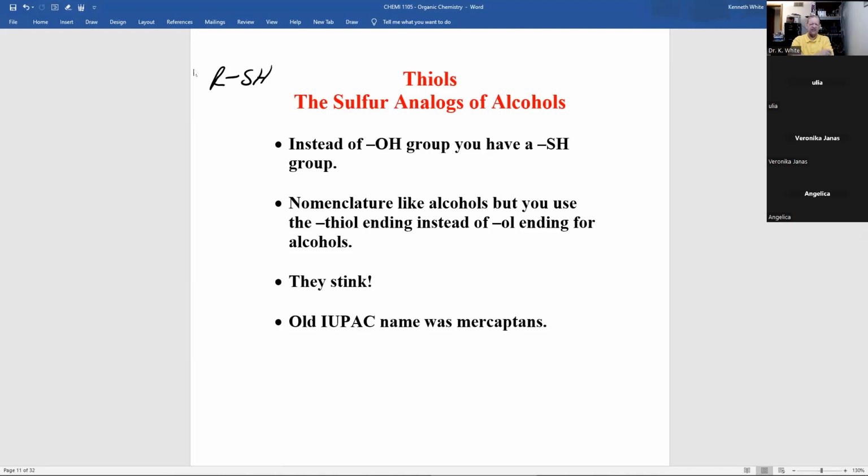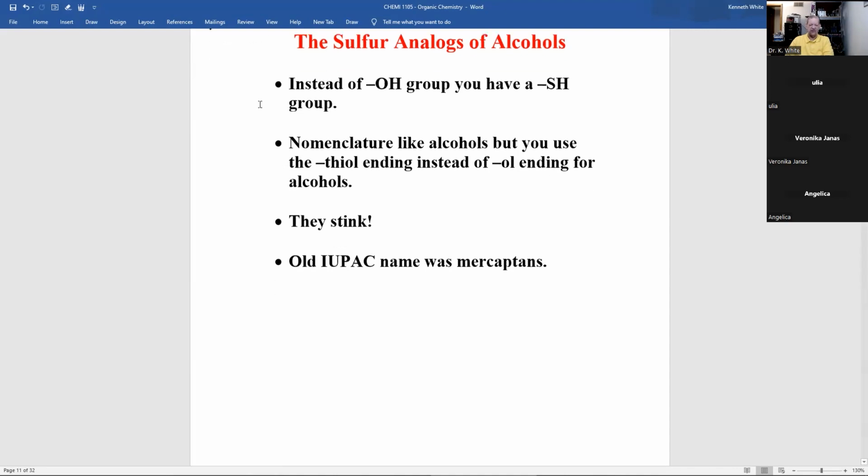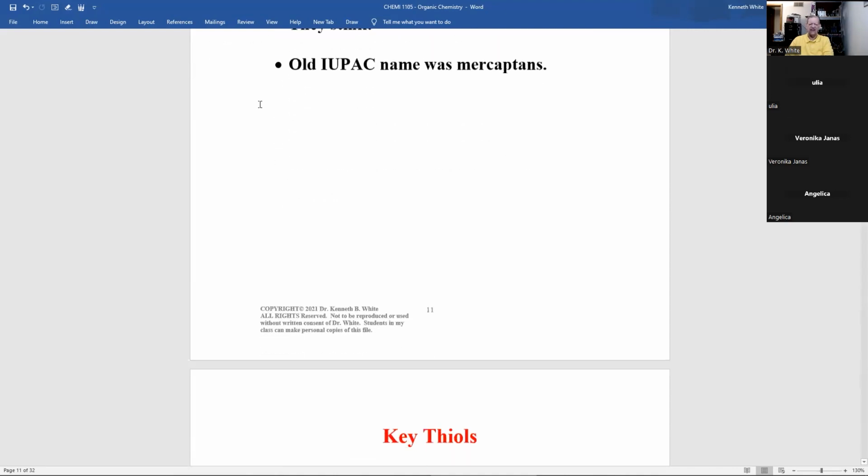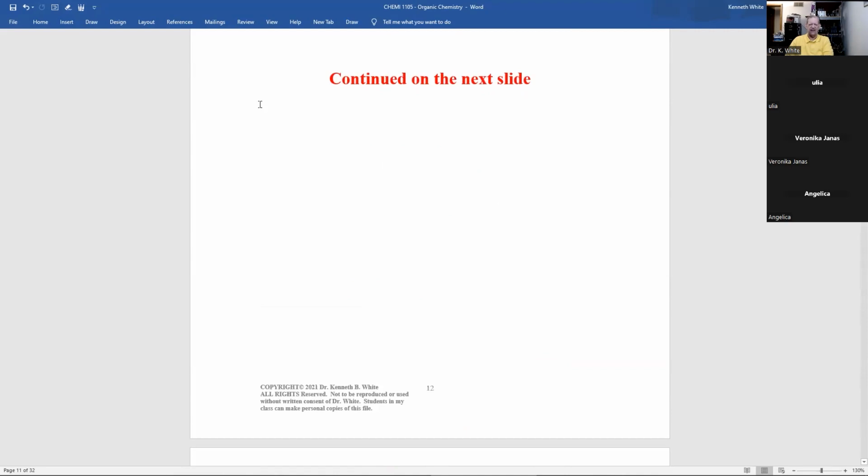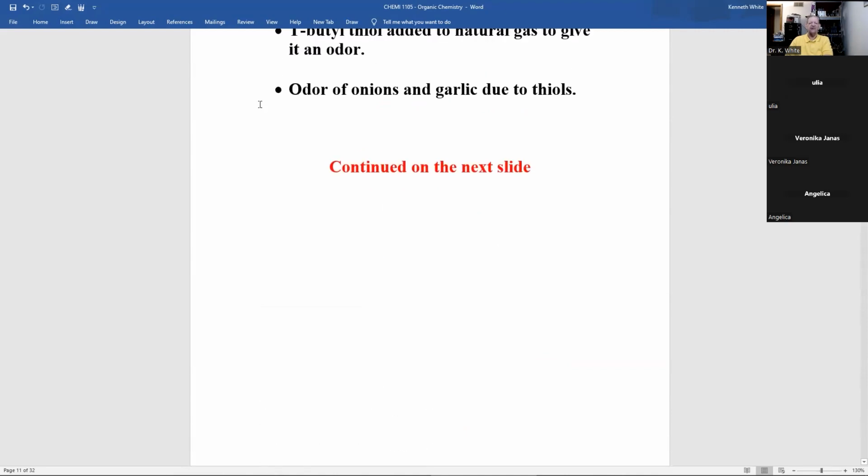Now, the old name until about the 1980s or early 90s, which is not that long ago, I was already working in the chemical industry. Oops, yep, I've been around that long. Was called the mercaptan, which I sometimes still use. Now, when I say stink, what do I mean stink? Well, they're responsible for the odor of onions and garlic.